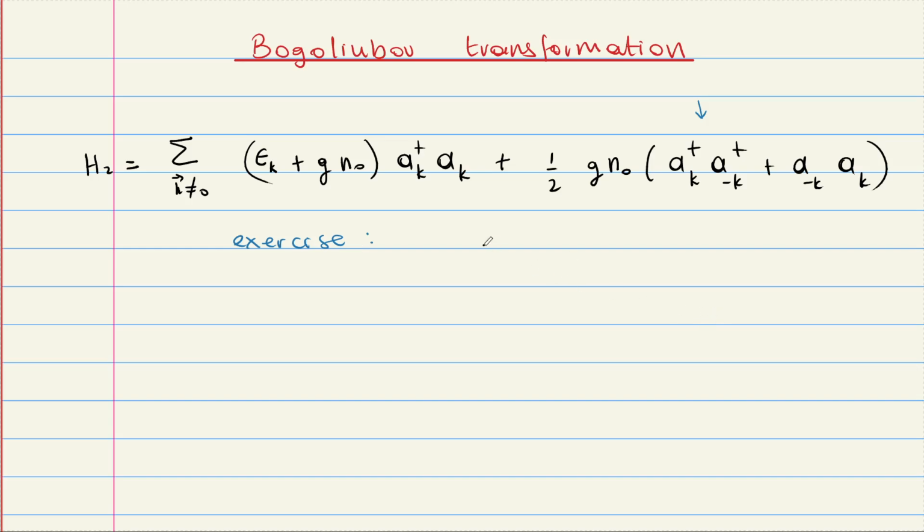So you need to write this A_k in terms of new degrees of freedom. Let's call them U_k: A_k equals U_k alpha_k plus V_k alpha_{-k} dagger. Okay?